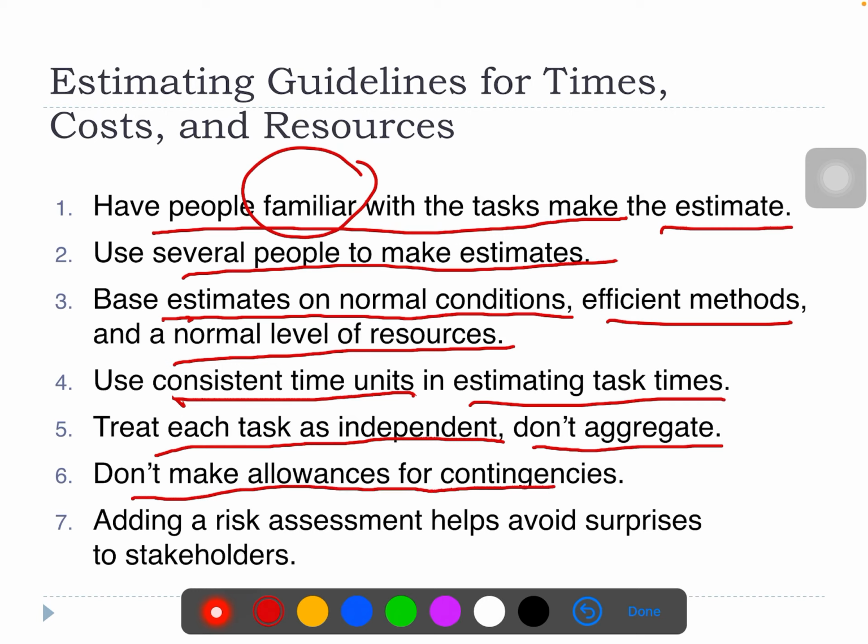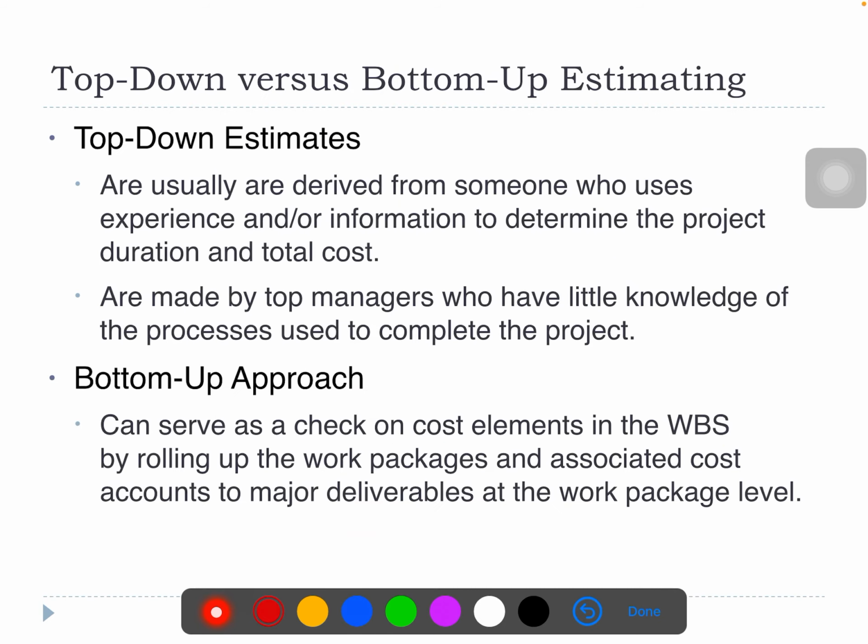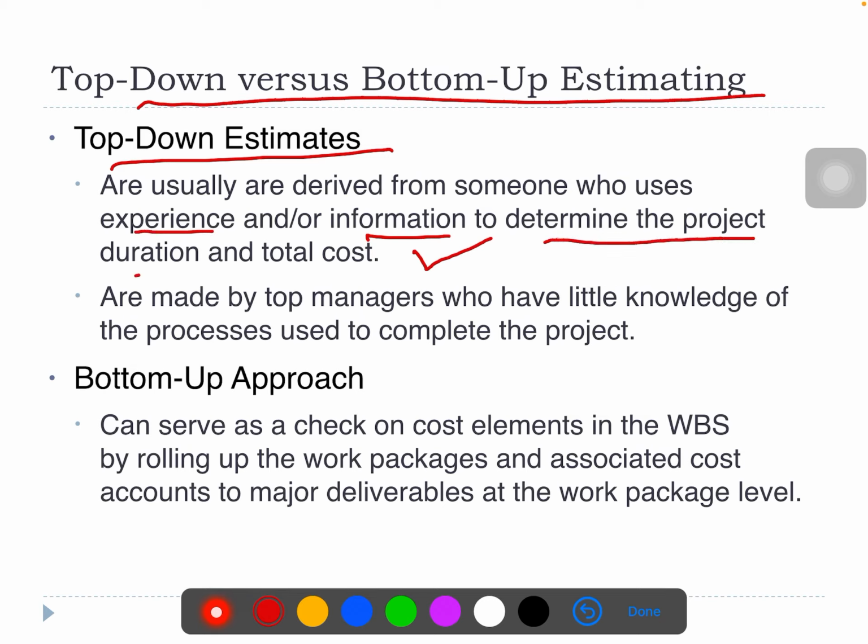Don't make allowances for contingencies, and add a risk assessment that helps avoid surprises to stakeholders. The top-down versus bottom-up estimate. So the top-down estimates are usually derived from someone who uses experience or information to determine the project duration and total cost. They are made up by top managers who have little knowledge of the processes used to complete the project. However, they still have to do estimations, and this is based on experience totally and information.